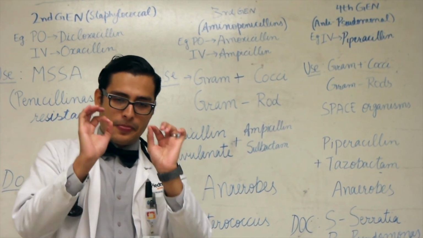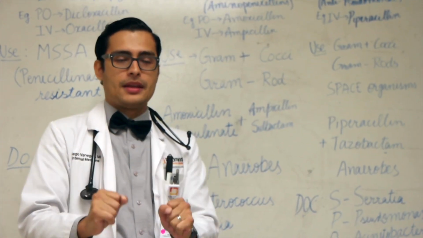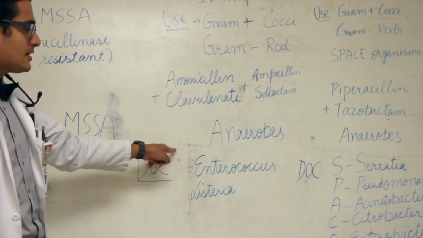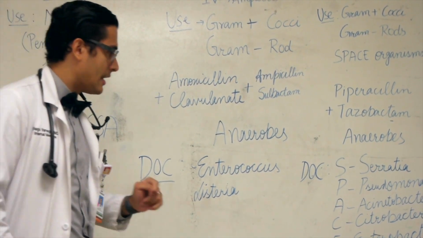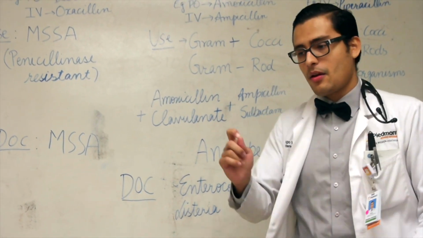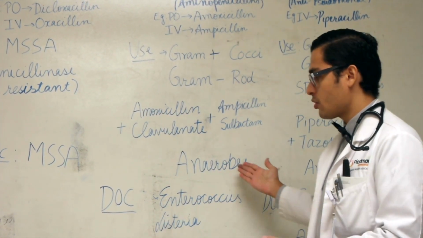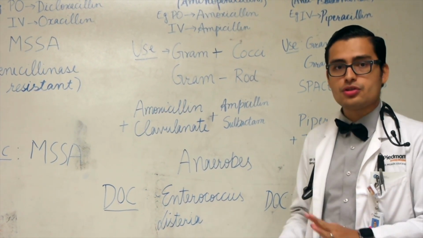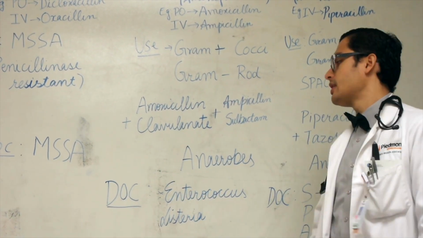What is this generation's drug of choice for? Very important: Enterococcus and Listeria. That is why whenever you suspect an enterococcal infection or a Listeria, you should use penicillins instead of cephalosporins.